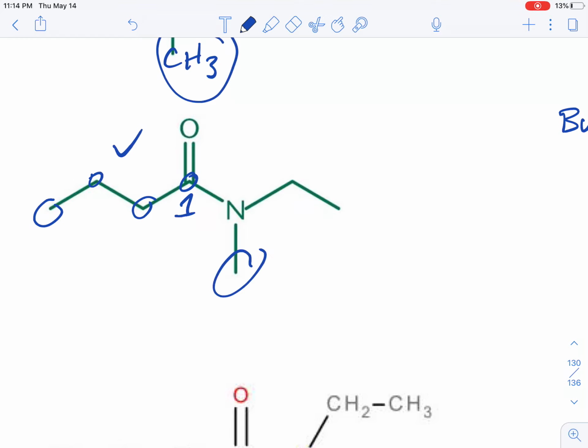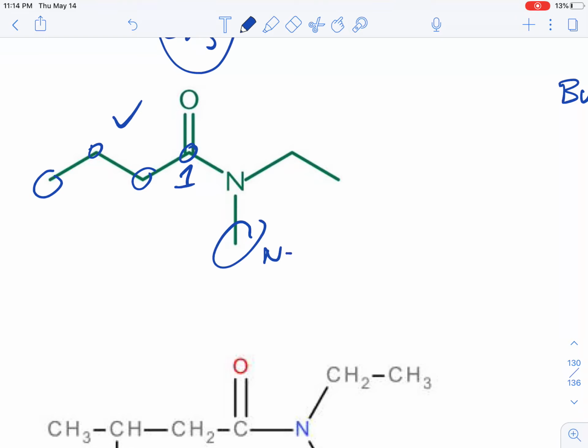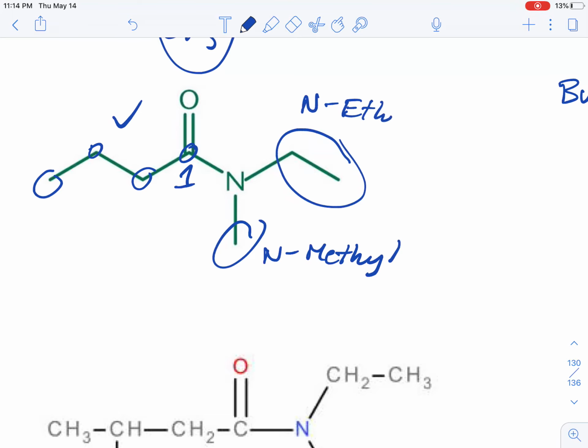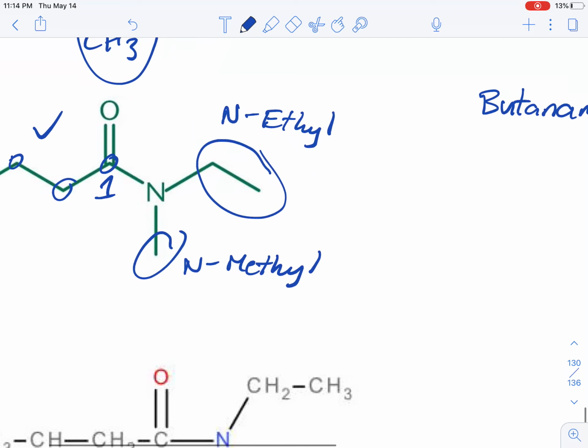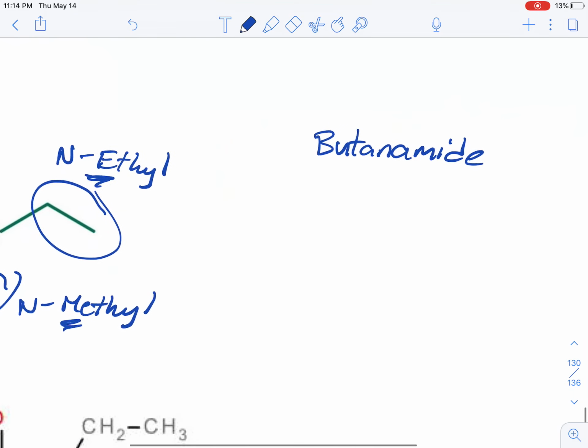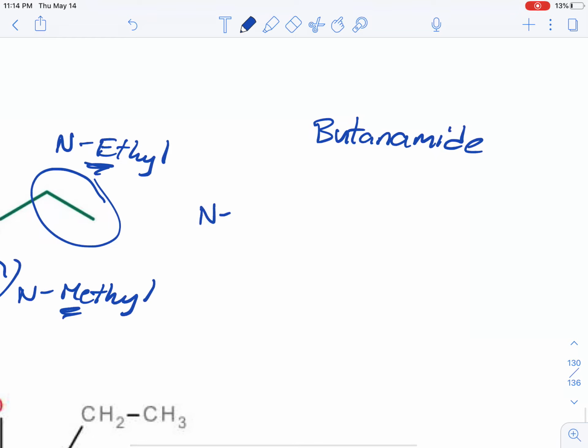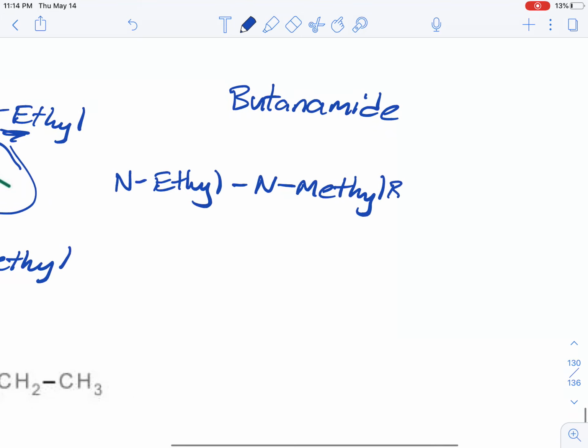So looking at the bottom, I have an N-methyl. I have an N-ethyl. And so since E comes before M, the N-ethyl has to be written first. So this is N-ethyl-N-methyl butanamide.